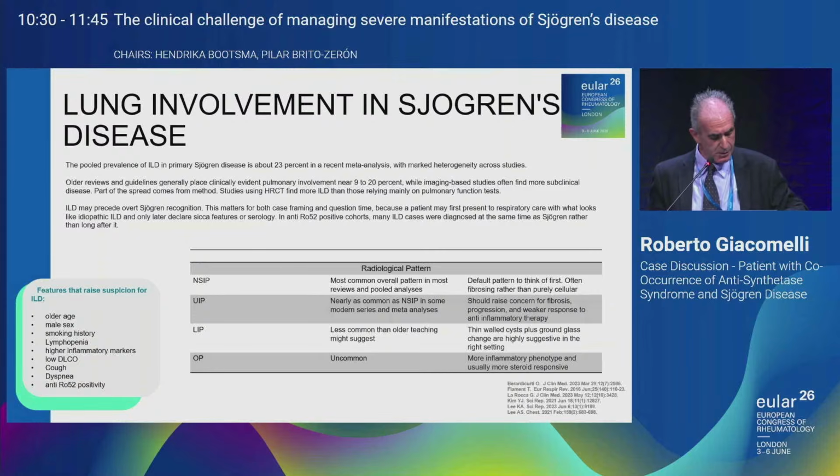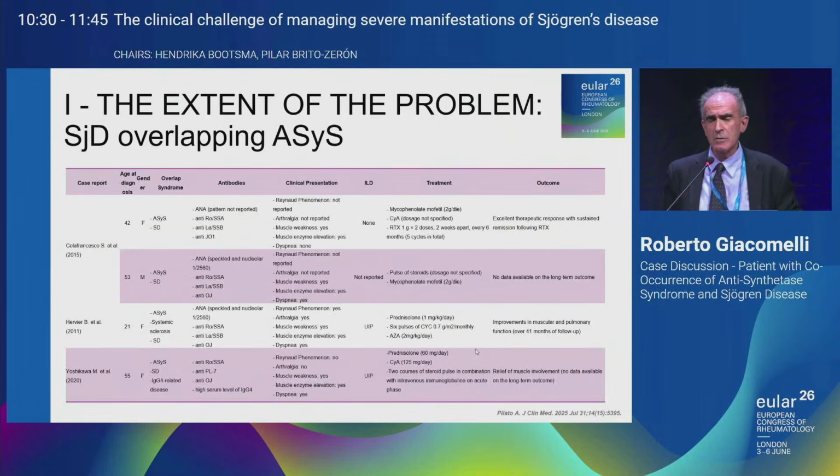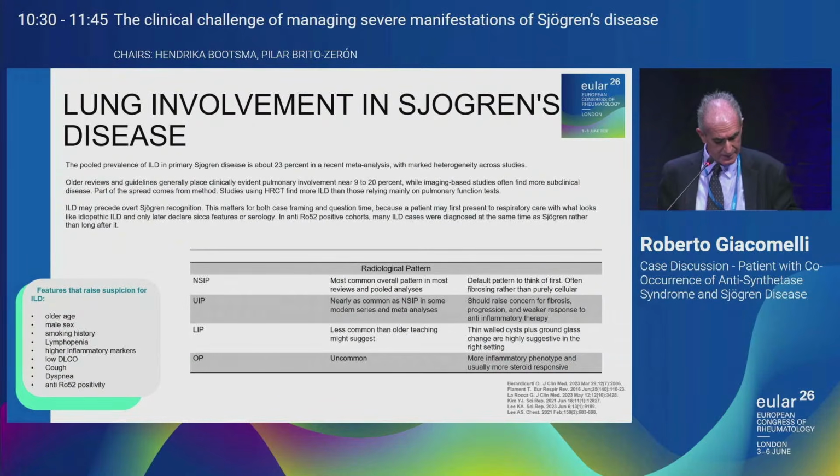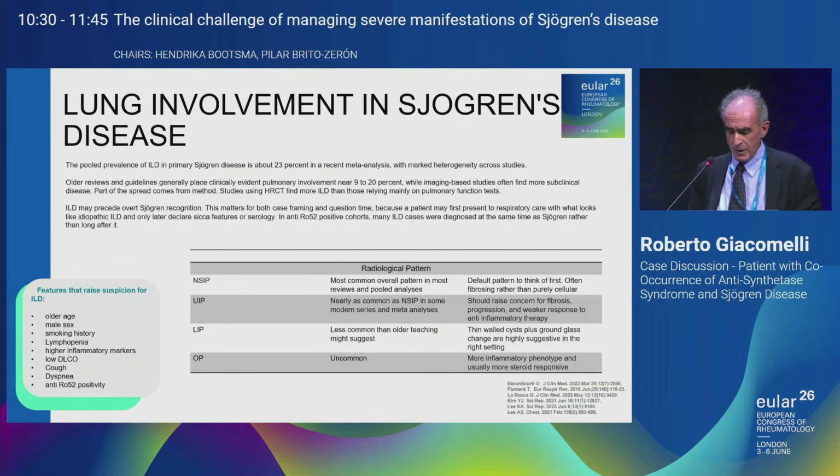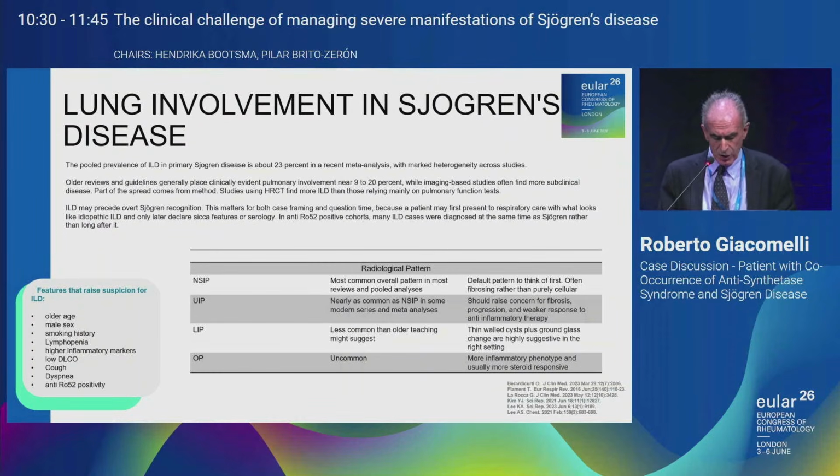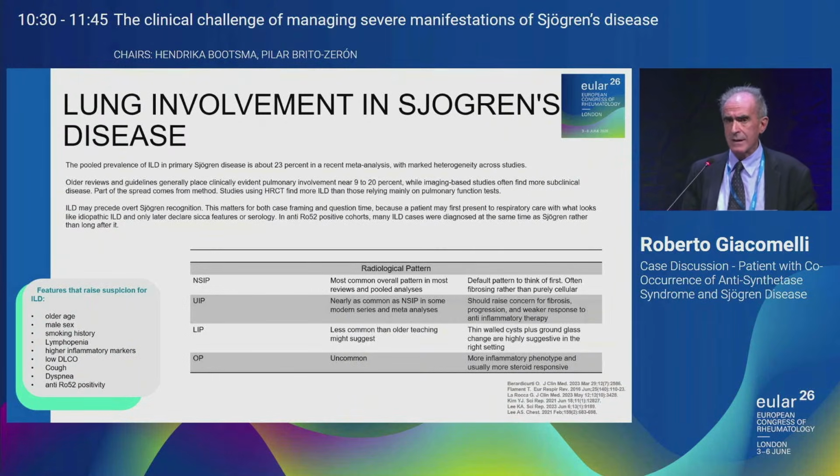There are some important points that we have to remember. There are some risk factors associated with the development of ILD: the older age for sure, the gender, males are more affected than women, smoking history, low DLCO, cough, dry cough is very important, dyspnea, and of course the positivity for Ro52 autoantibodies.